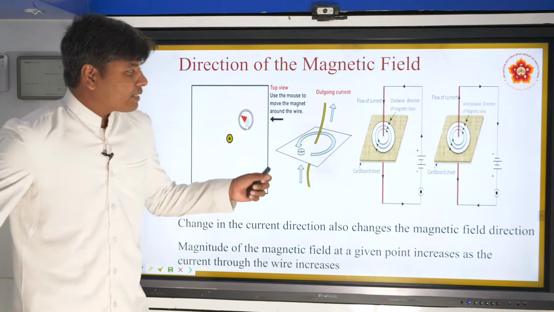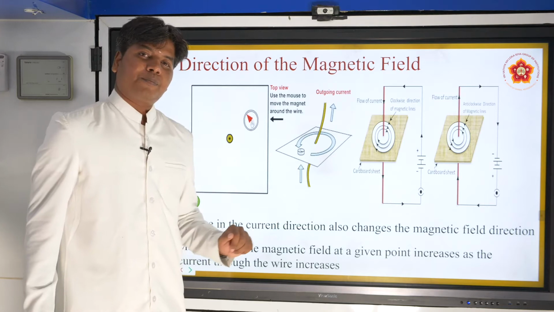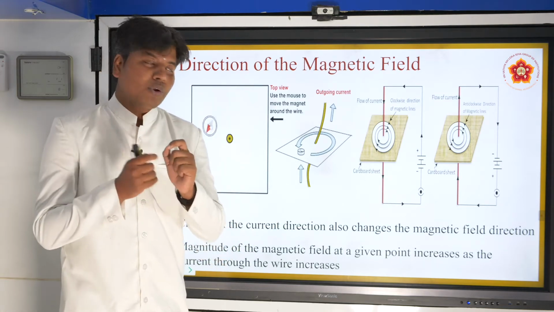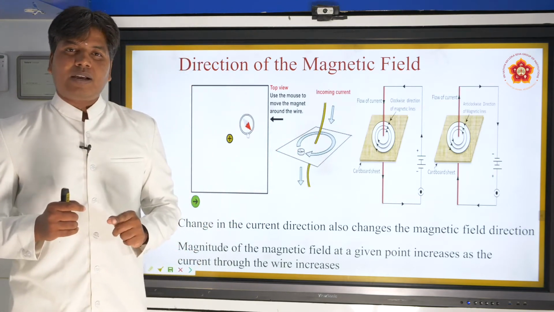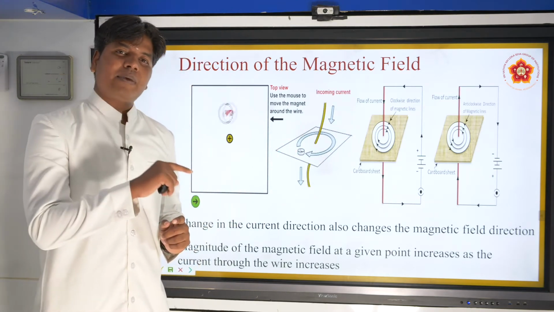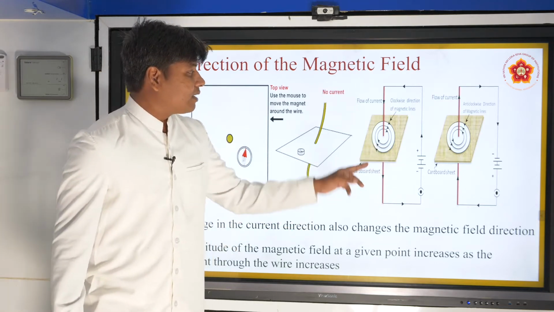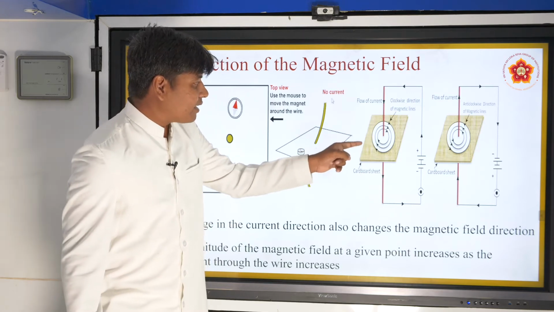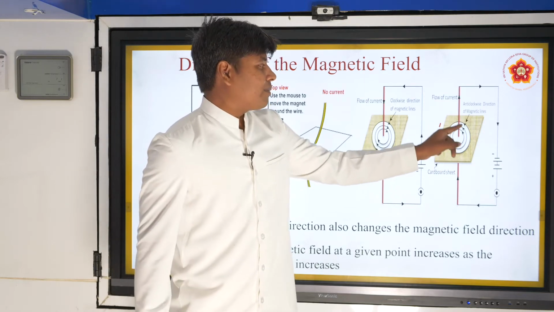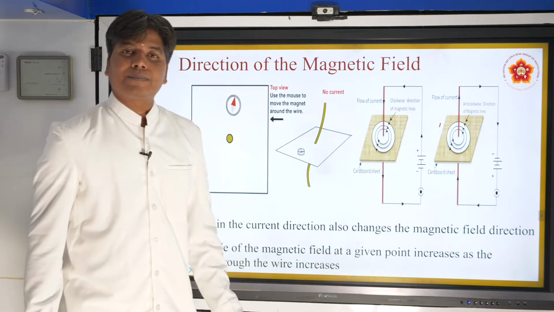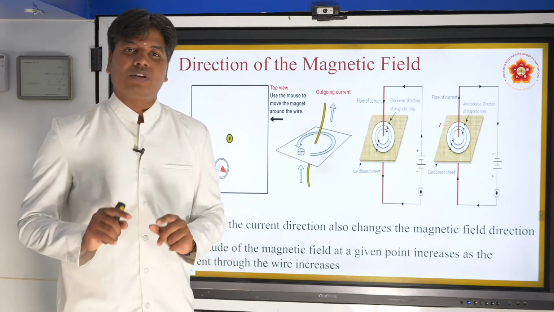Now we are saying that change in direction of current also changes the magnetic field direction. But we need to have a correlation between the current direction and the magnetic field direction. We can't say just qualitatively that changing the current direction changes the magnetic field direction. See, here the current is going down, that's why the magnetic field lines are in clockwise direction. Here the current is going up, that's why the magnetic field lines are in anti-clockwise direction. So we need to relate these two, forming a rule.